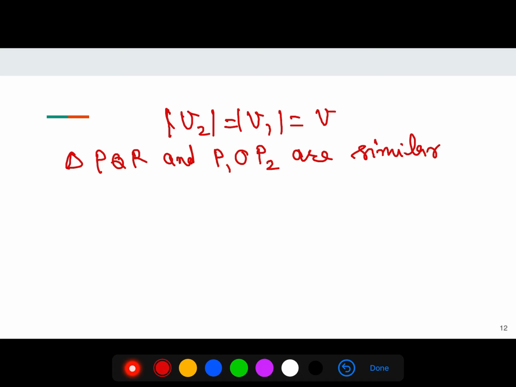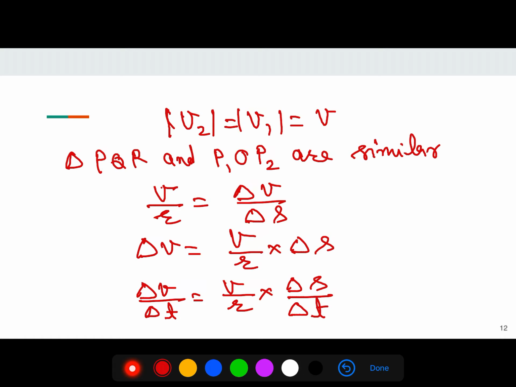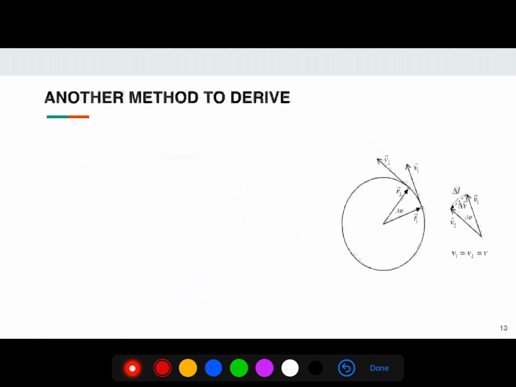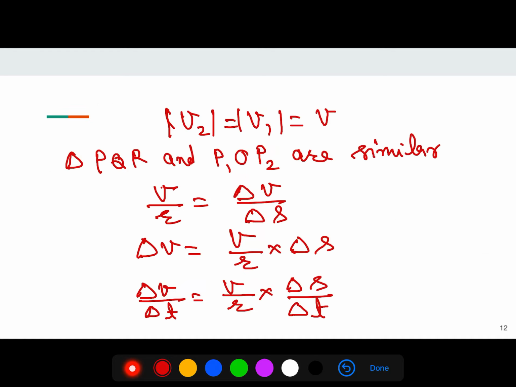So the ratio of the corresponding sides is the same. So V upon R is equal to delta V upon delta S. So delta V is equal to V upon R into delta S. Dividing both sides by delta T, now we take the limit delta T tends to 0.